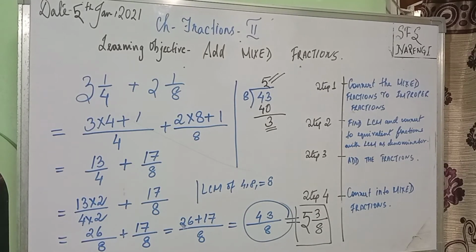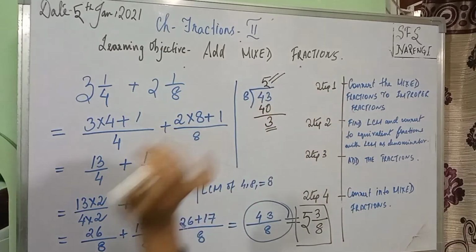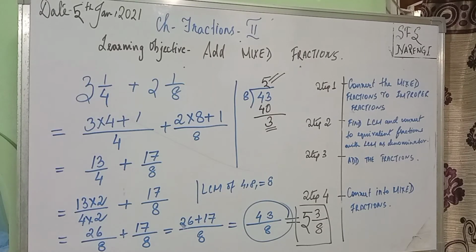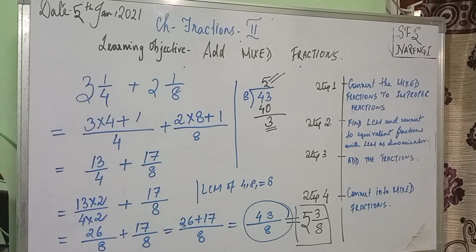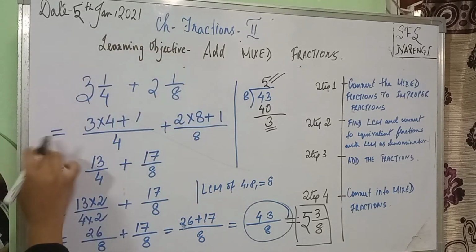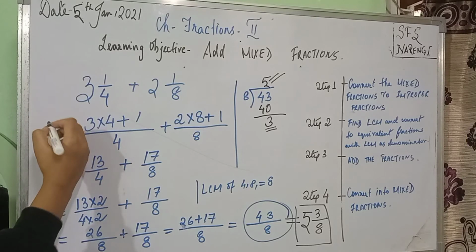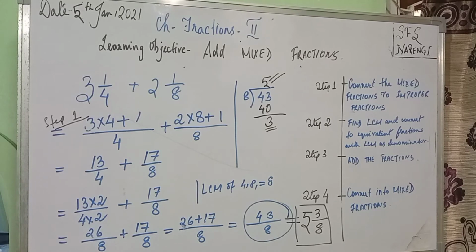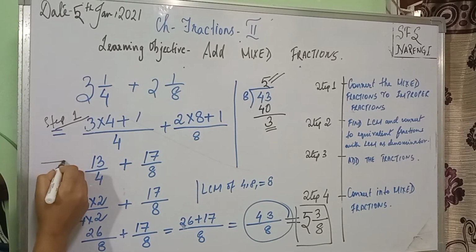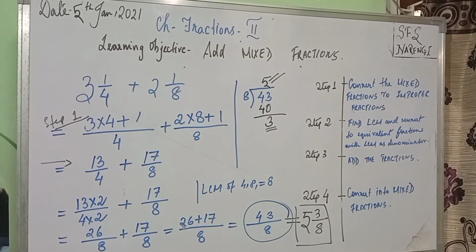Let me very quickly go through the process, children. I have two mixed fractions, 3 1/4 and 2 1/8. The first step is to convert the mixed fractions into improper fractions. I do that by multiplying the whole number with the denominator and then adding the numerator. I convert the mixed fractions into improper fractions. That is my step 1. Once I'm done with step 1, I will have 2 improper fractions in my hand with different denominators.